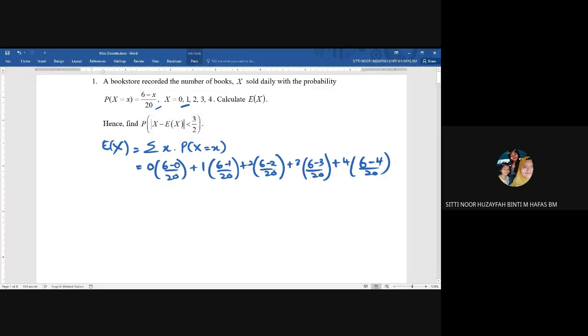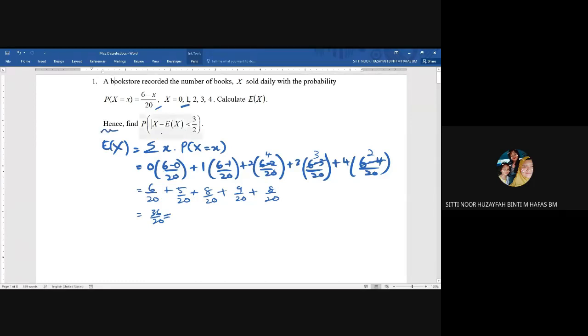Okay, so this is 6 minus 0 is 6 over 20, plus 5 over 20, plus this is 4, 4 multiplied by 2 is 8 over 20, plus this is 3, 3 times 3 is 9 over 20, and this is 2, 8 over 20. So the answer will be 11, 19, 28, 36 over 20, which we simplify. So what do we get for the answer? That will be your answer. So this is for the expected value.